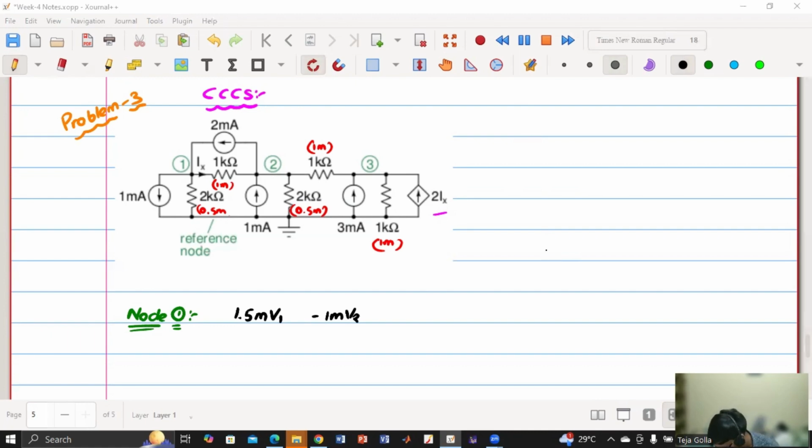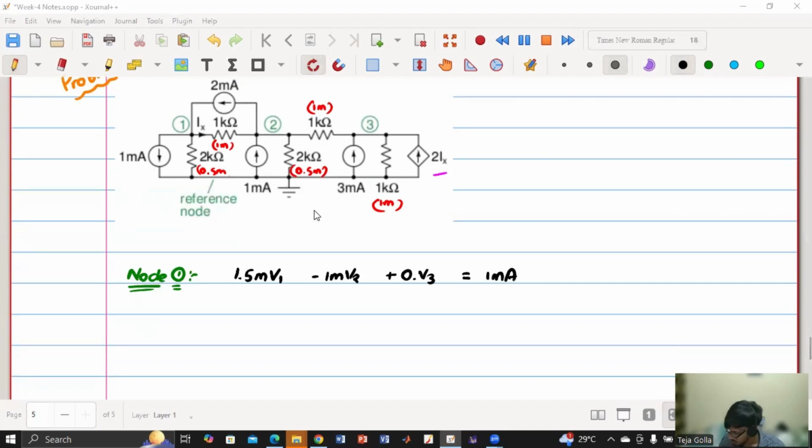So we have plus 0 into V3 is equal to the current entering node 1. So how much is the current entering node 1? 2 milli is entering and minus 1 is leaving. So it will be 2 minus 1, so it is 1 milliampere. Yes.